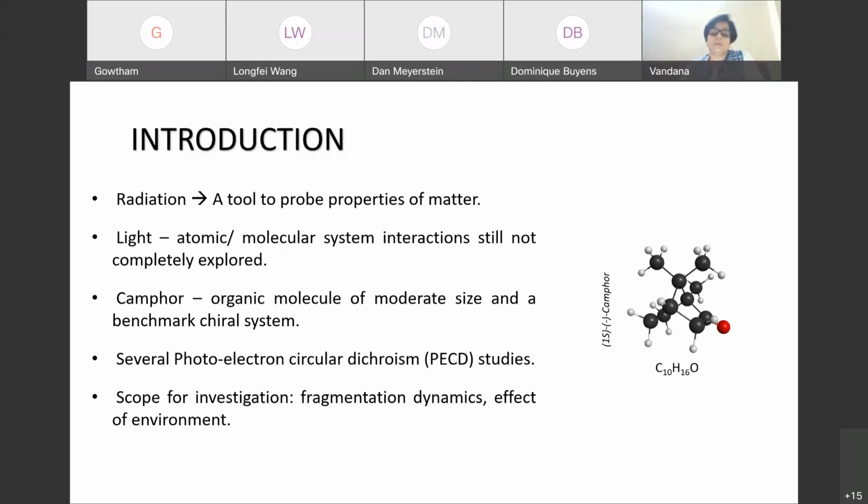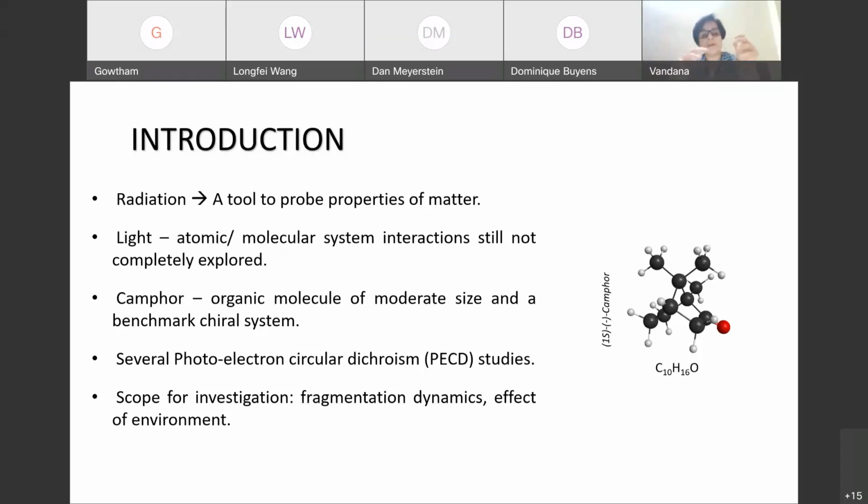The probe which we are using, since you need a probe to break it, is the soft X-ray radiation. When it goes inside the molecule, it can do many things. It ejects the electron out, making the system multiply charged, and once the whole system is multiply charged, it can dissociate. This camphor molecule is a chiral molecule, so a mirror-symmetric version of the same molecule exists in nature.